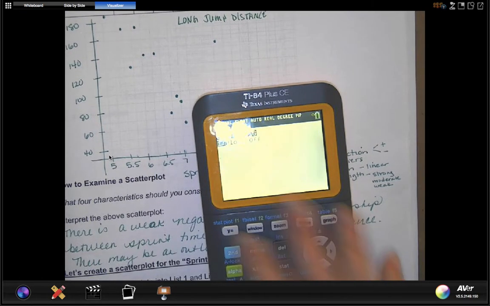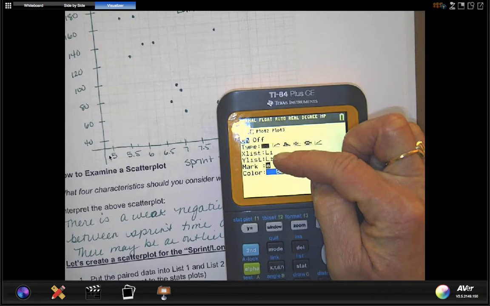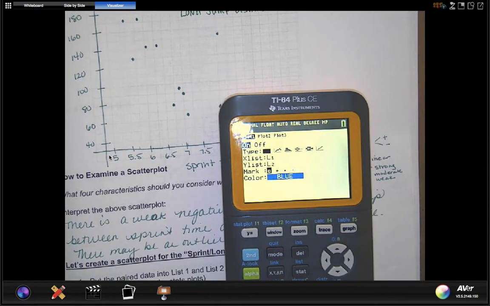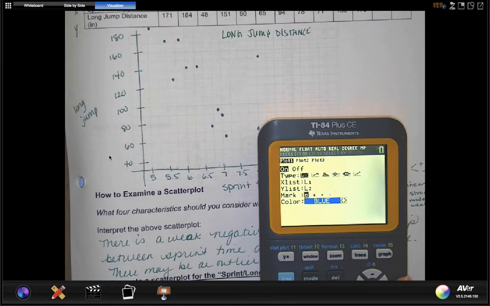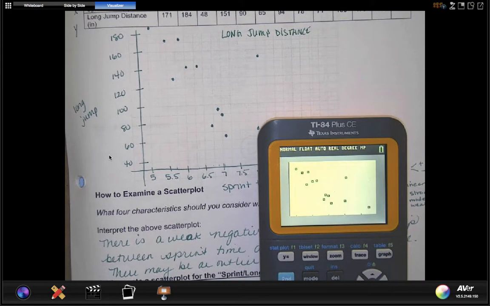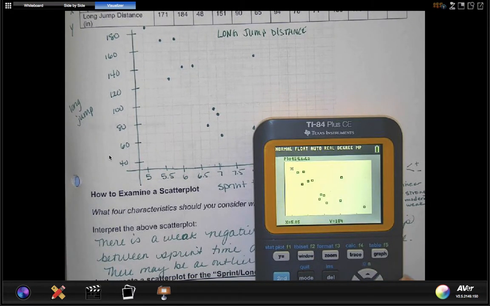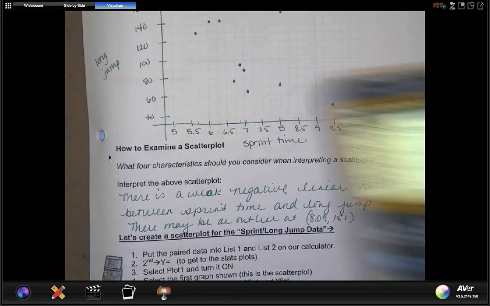So you would go to second y equals, turn your plot on. It's the first graph. Make sure you have your x's. I'm just going to say that the sprint time is the x here. So L1 and L2. Mark is whatever you like. Color, whatever you like. Then you would go to that zoom, use that familiar zoom 9, and there's your scatter plot again. So it's just like what we drew there on the paper. If you trace it, you should get all those points there, okay? So again, you just want to go to that second y equal, just follow these steps right here.